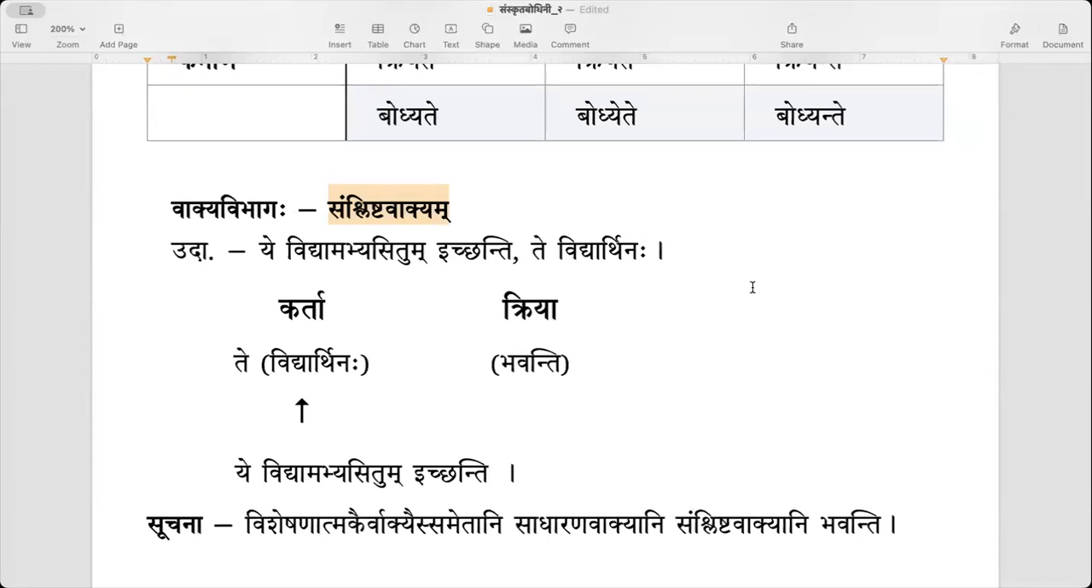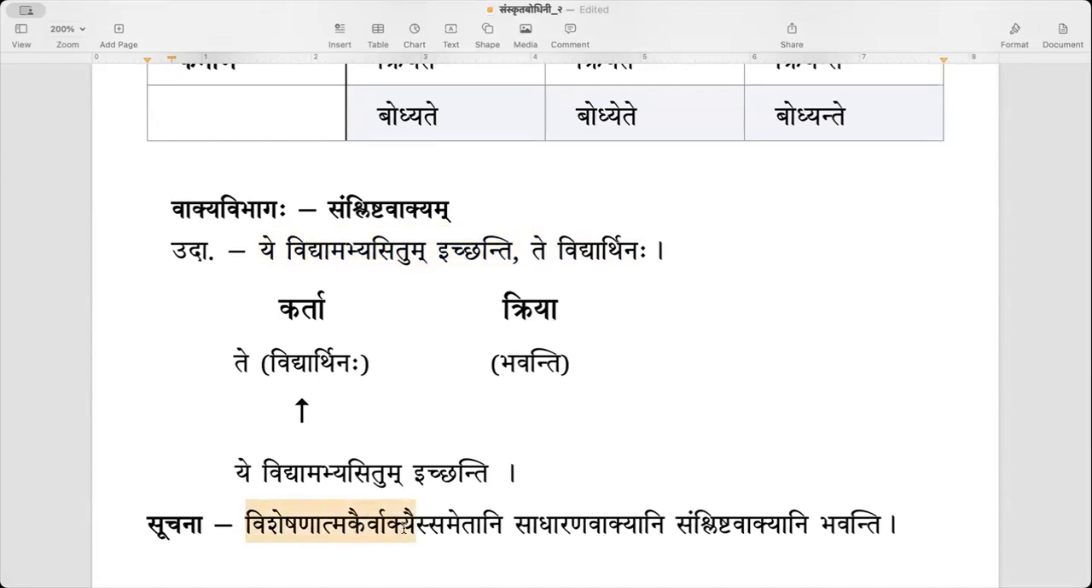Ye vidyam abhyasitum icchanti te vidyarthinah. So there is a yatpadam and a tatpadam here. So te vidyarthinah bhavanti. If you don't have the verb there, you assume bhavanti or santi, vidyante, something or the other. So here the karta is te. Vidyarthinah is also a karta, and bhavanti is the kriya. Now this yat portion attaches itself to the tat portion. Ye vidyam abhyasitum icchanti, te vidyarthinah. That usually becomes a visheshanatmaka vakyam, something like an adjective portion for the karta in that sentence.